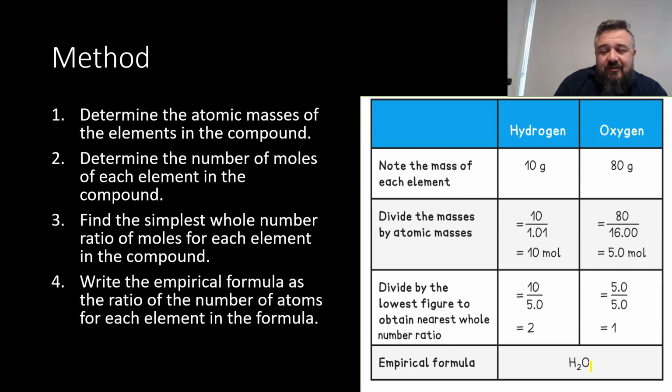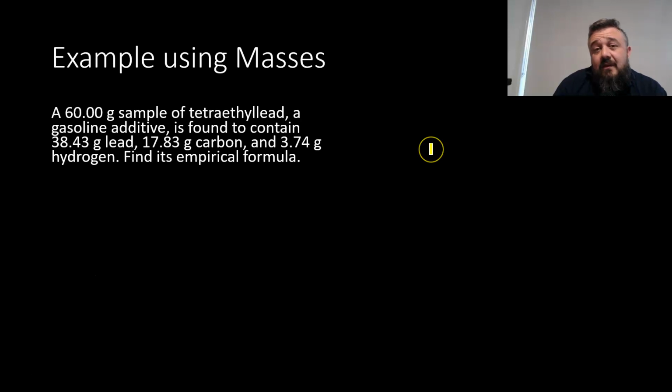So now you've seen the description, stepped out in a table. Let's go through a couple of questions. So now let's do an example using masses. All right, so here we have a 60 gram sample of tetraethyl lead. It's something which is put in petrol, or used to be. We say gasoline here because this is a past IB exam question.